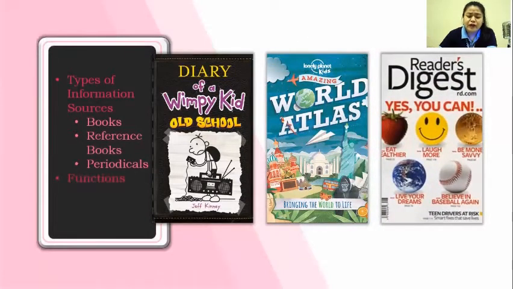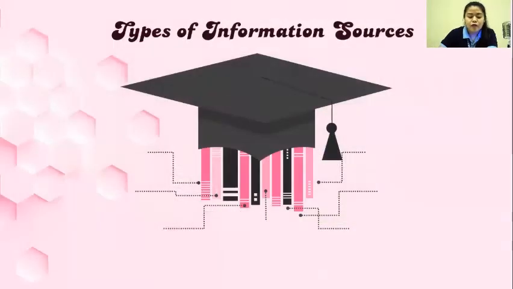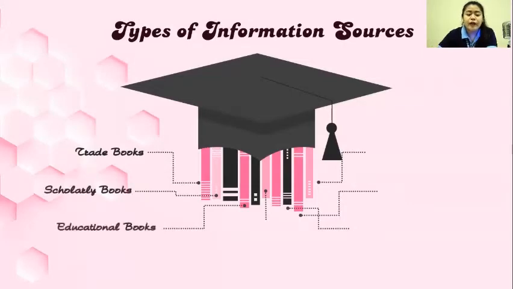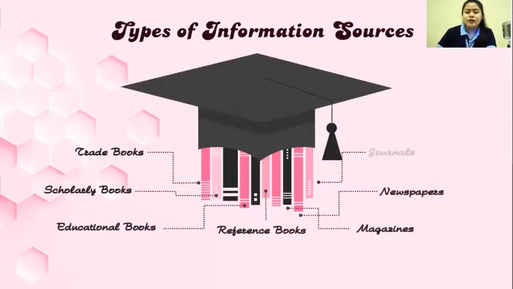And ano nga ba yung mga functions nito? So, here's the type of information sources. We have books, and they can be classified into 3. We have trade books, scholarly books, and educational books. We also have reference books and periodicals like magazines, newspapers, and journals.